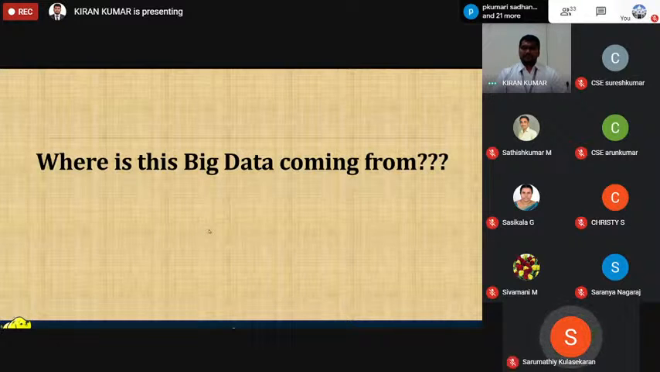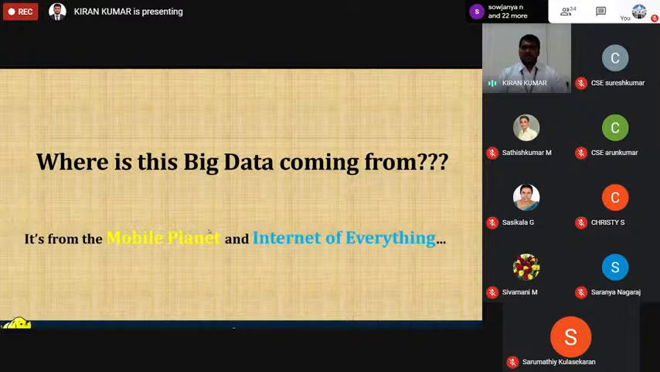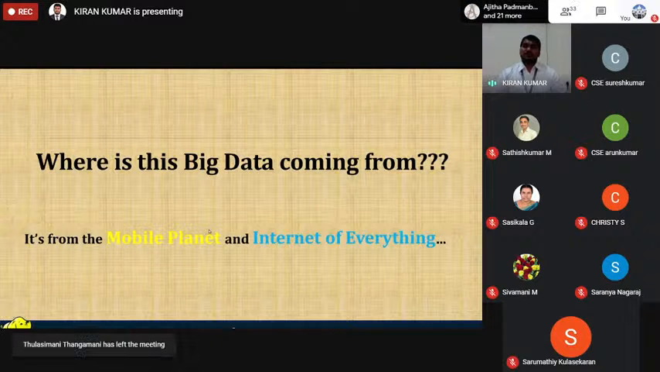Internet resources. Internet resources, yes, as madam rightly said. Here most of the data contributed to the world is from the mobile planet and the IoT. So these are the two major sources, I can say. It's not only within these two sources, but they are the major sources where a huge amount of data is getting generated.